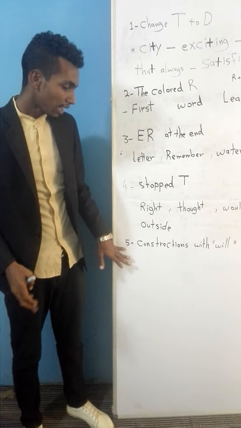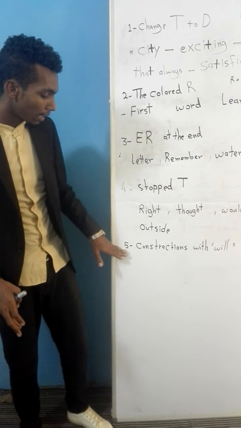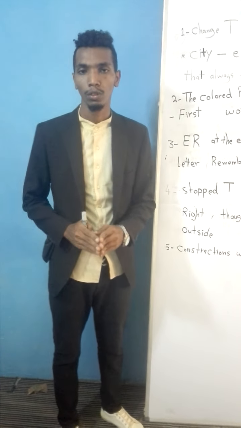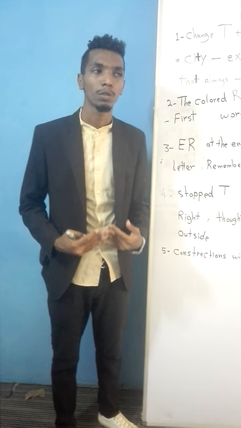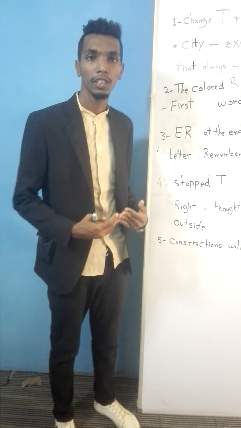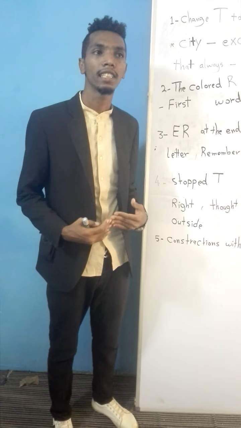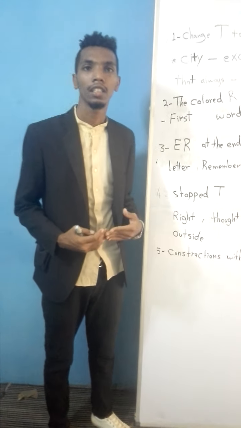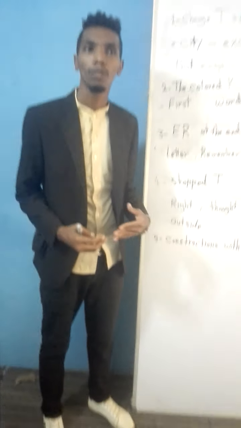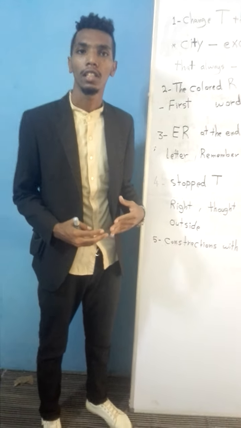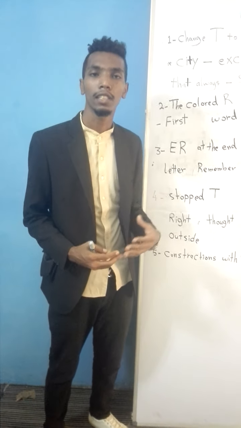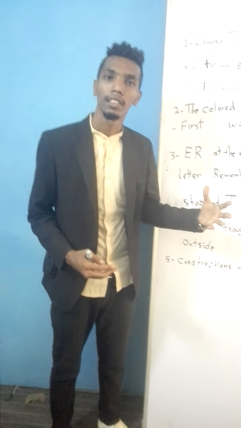The last thing, number 5, is the constructions with will. This is also very important, because if they want to say you will, they don't say you will. You will go, they say you'll go. You'll instead of you will. Or he'll instead of he will. Or they'll instead of they will. Or I'll instead of I will.